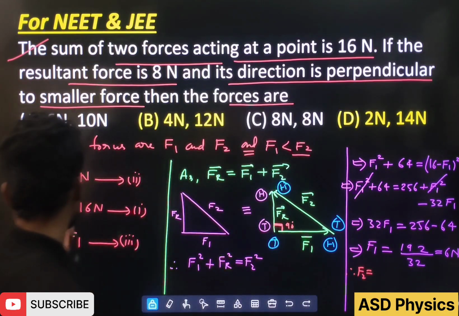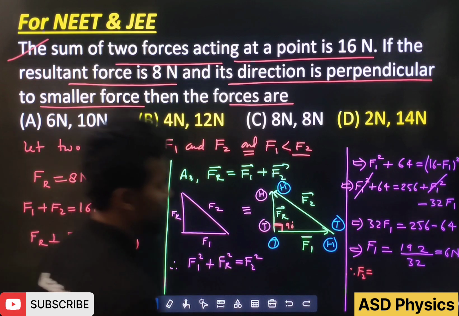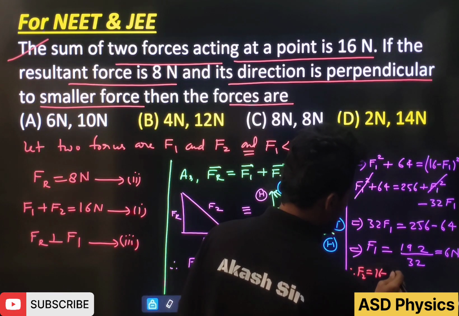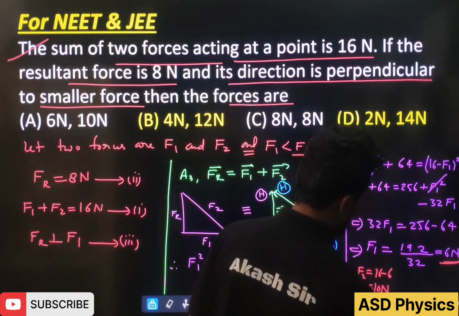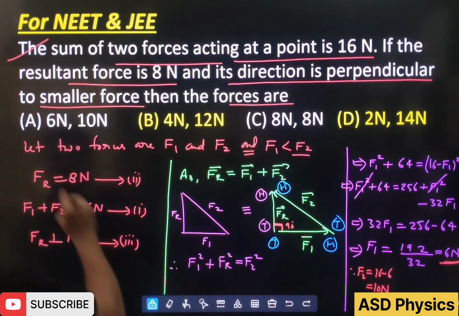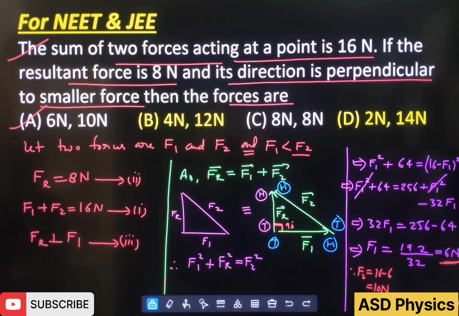Think F2. See from here, F2 means 16 minus F1. So 16 minus 6, how much is coming here? 10 Newton. That means one is 6 Newton, another one is 10 Newton. That means which option is correct here? The correct option is option A.